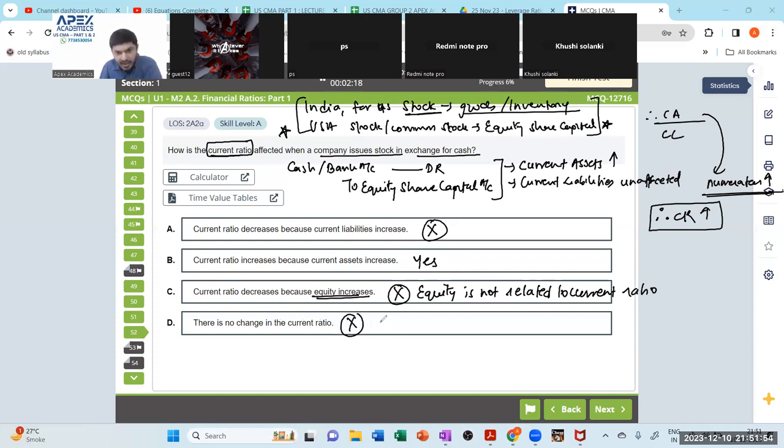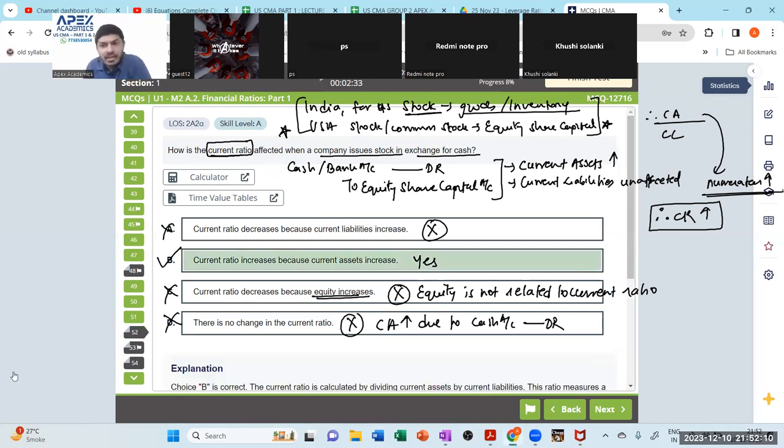This is also wrong. Why? Because current assets are increasing due to cash account debit. So this is also wrong. This is also wrong. This is correct. I hope everybody understands it. Take a screenshot. The question is over.